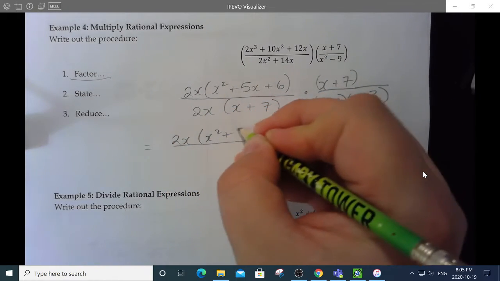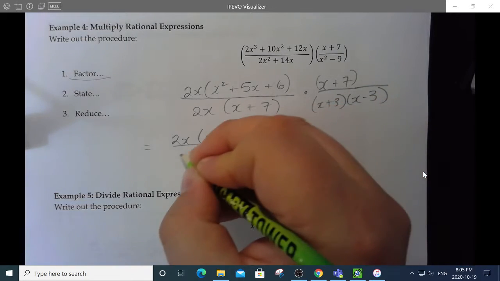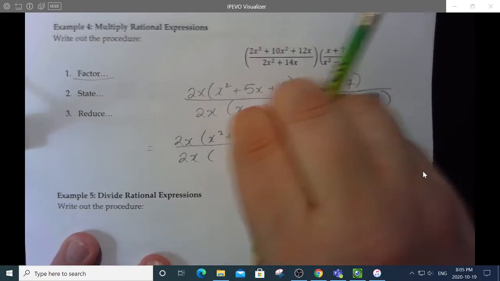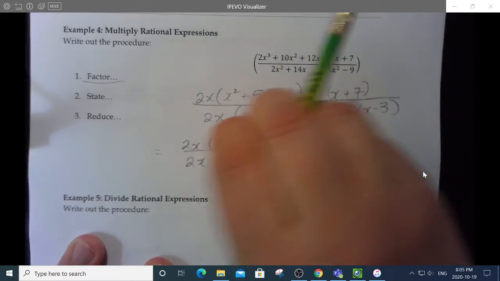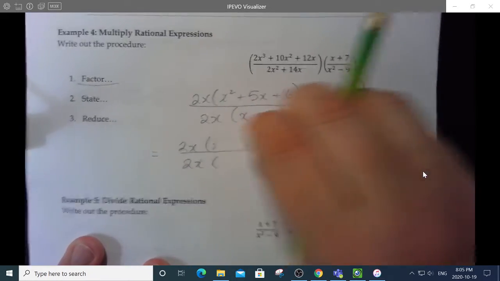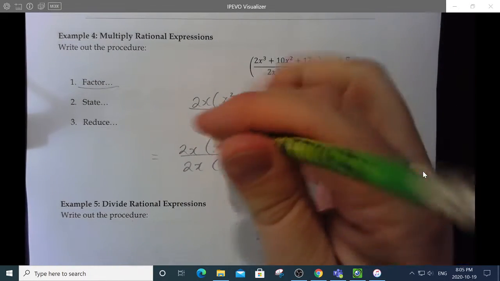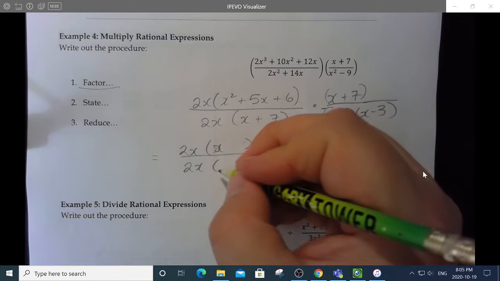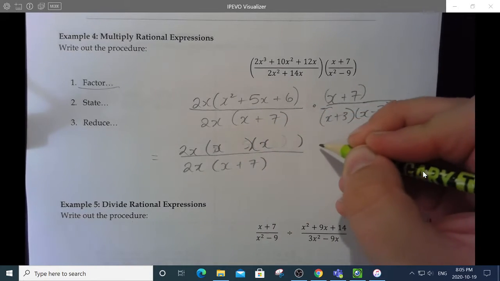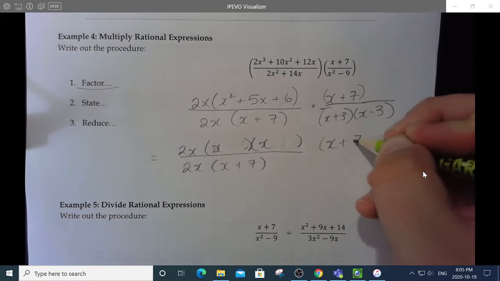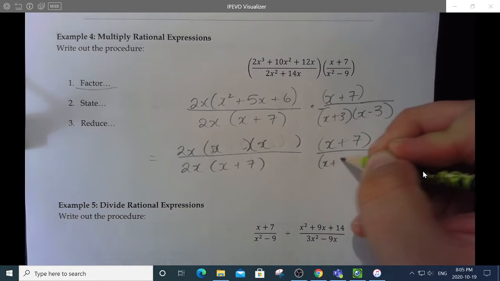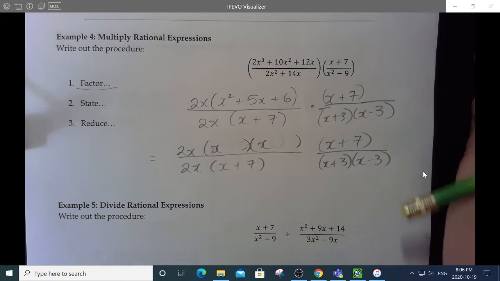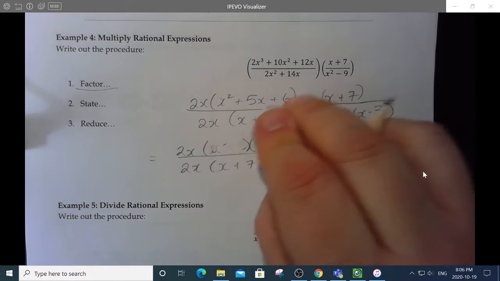Okay, I'm going to change this up here. Oh, wait, what am I doing? I meant to factor this. Sorry, forgot what I was doing. So let's factor that. So this is, of course, an x and an x. And this one's already factored, it's x plus 7. This one's already factored, it's x plus 7. And down here I have x plus 3, x minus 3, lovely.